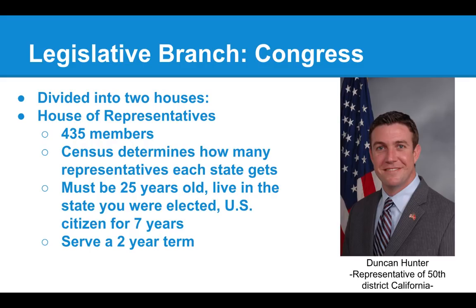To be in the House of Representatives, you have to be 25 years old. So that's pretty cool. You can be a lot younger. You have to live in the state you are elected in, and you have to have been a citizen for 7 years. So that's kind of cool. You don't have to be born here to be in the House of Representatives. You just have to have applied for citizenship and been a citizen for 7 years, and you only serve a 2-year term, but you can continue to be elected. I don't think there's a limit on it, as many times as people want to re-elect you. So even though you're up for re-election every 2 years, you can keep serving many terms.